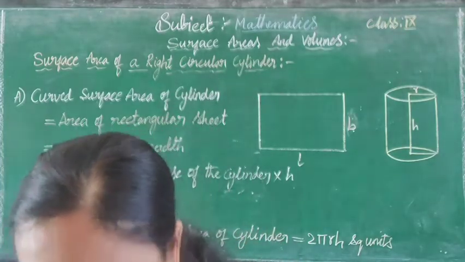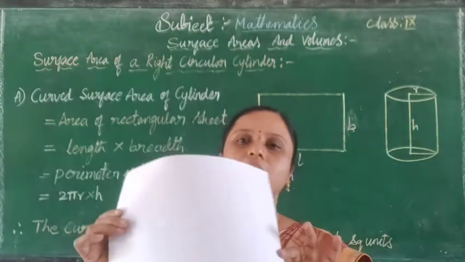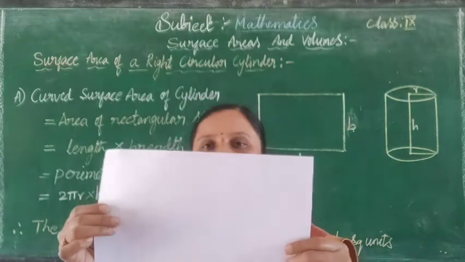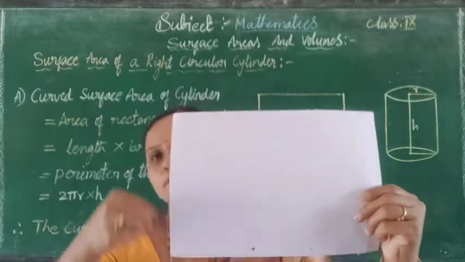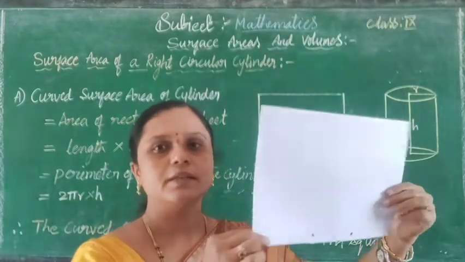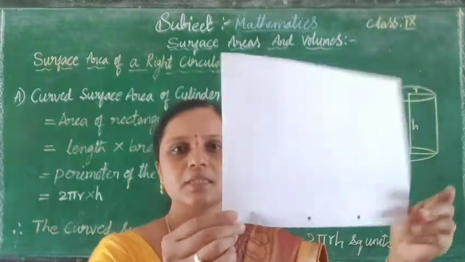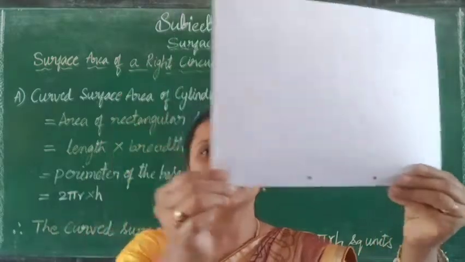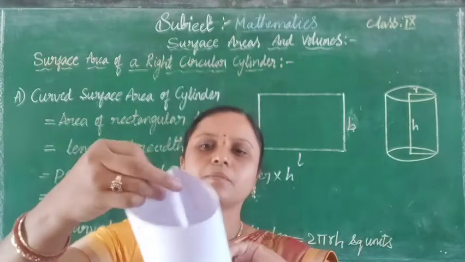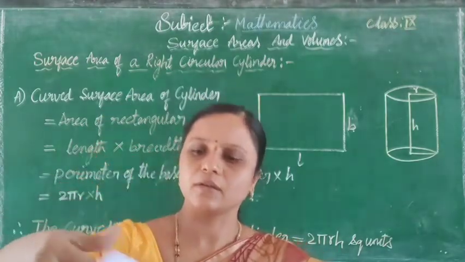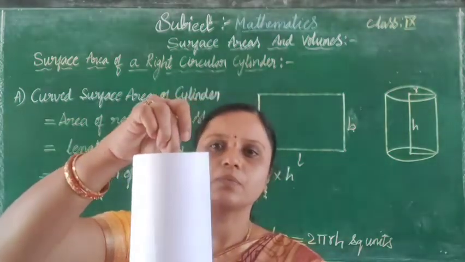Students, you can see another example. This is a rectangular sheet. So you know what the area of this rectangle is? Yes, this is the length and this one is the breadth. So the area of this rectangle is length into breadth. Suppose you fold it by using the base of this rectangular sheet, then we get a cylinder-shaped object.